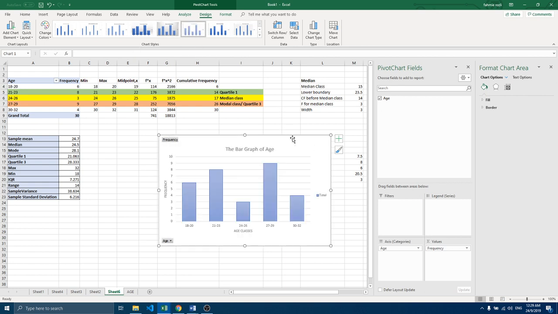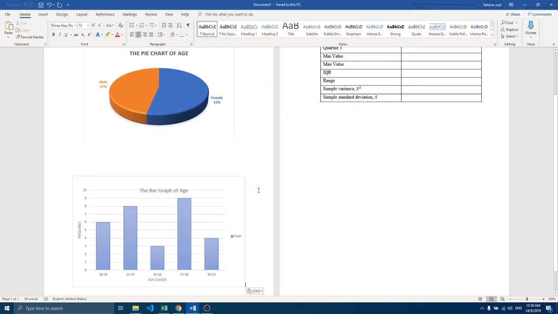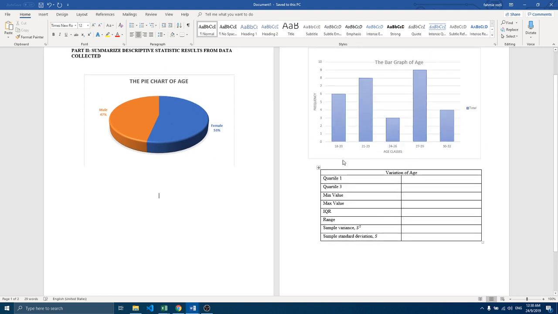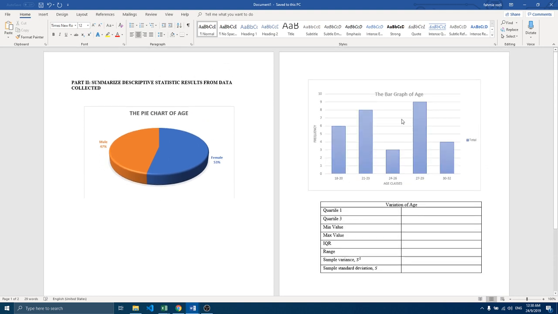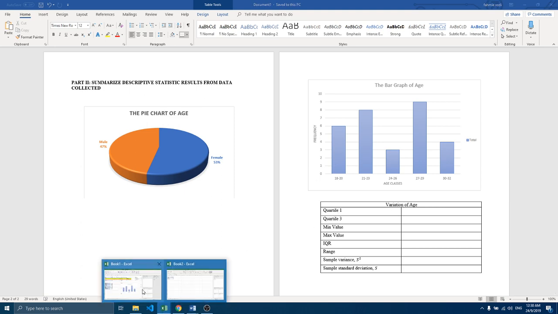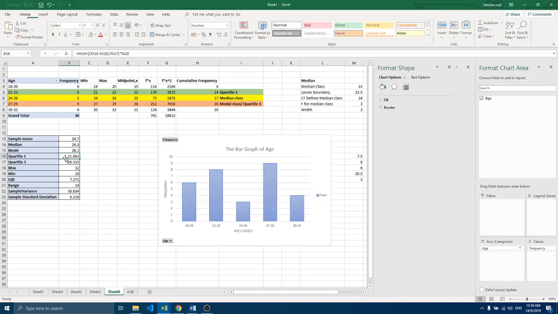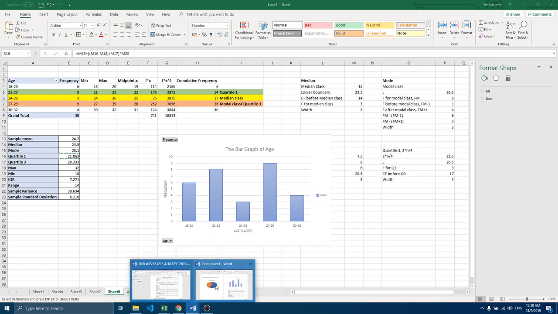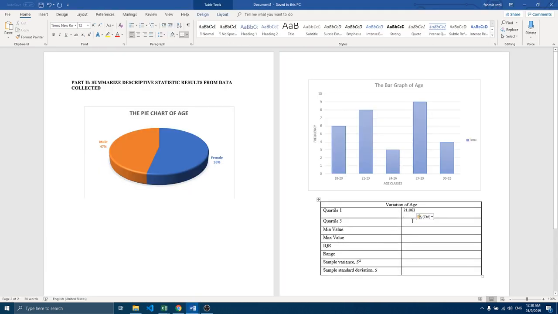So just control copy and paste it to your Word. Okay. So this is the graph for each. Okay, and this is the table. So just substitute the value. Let's say where quartile 1 is 21.063, and just continue and do your explanation.